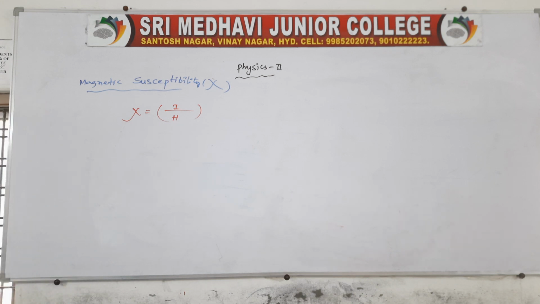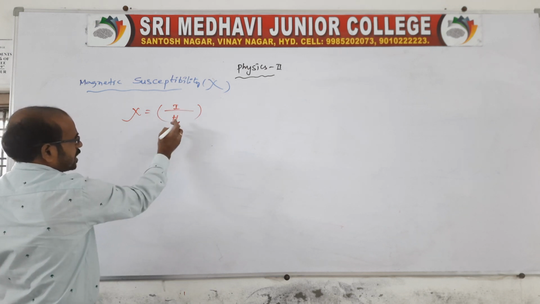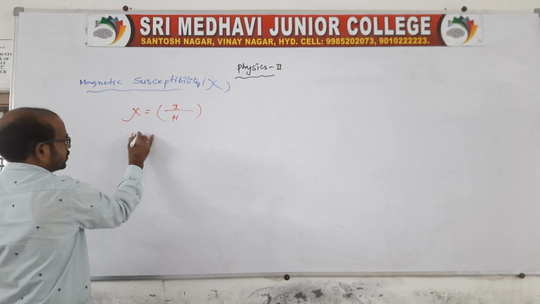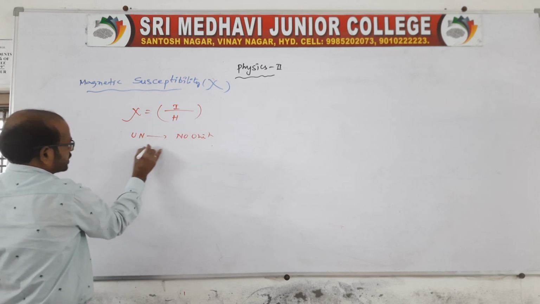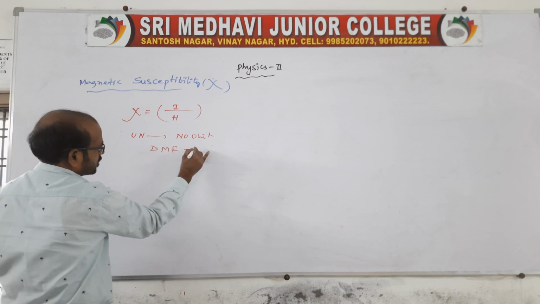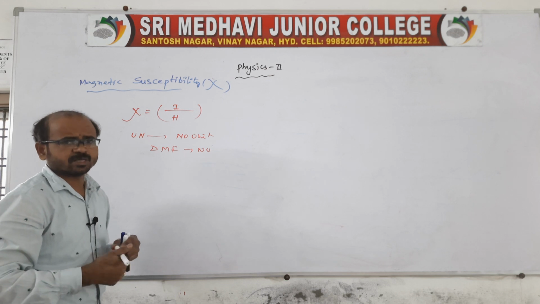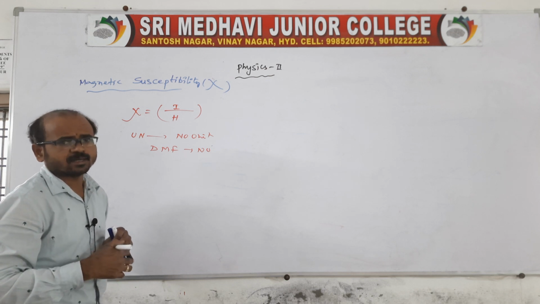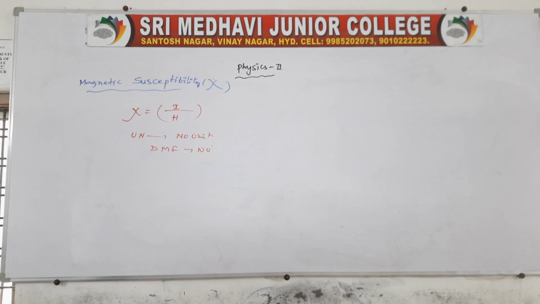Of course, remember that the unit of I is ampere per meter and H is also ampere per meter, so that there is no unit. And there is no dimensional formula either, because I and H have the same units and same dimensions, so they are cancelled. We can say Xi has no units and no dimensional formula. And this Xi actually depends on the type of material.